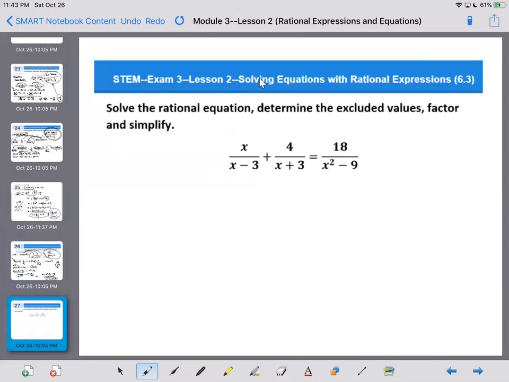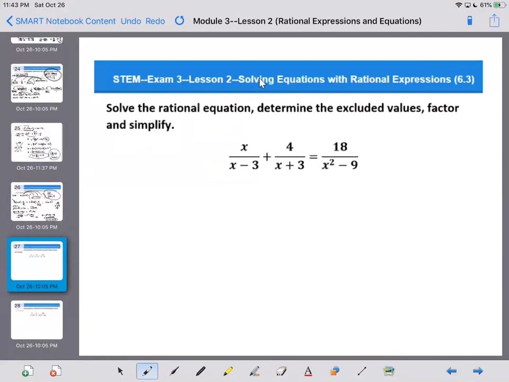This next one, we've got two more we're going to look at. So we're looking here. I want to go ahead and factor this one. So that's going to give me x divided by x minus 3 plus 4 divided by x plus 3 is equal to 18 divided by, that's a difference of squares, right? That x squared minus 9, so that'll be x plus 3 and x minus 3.